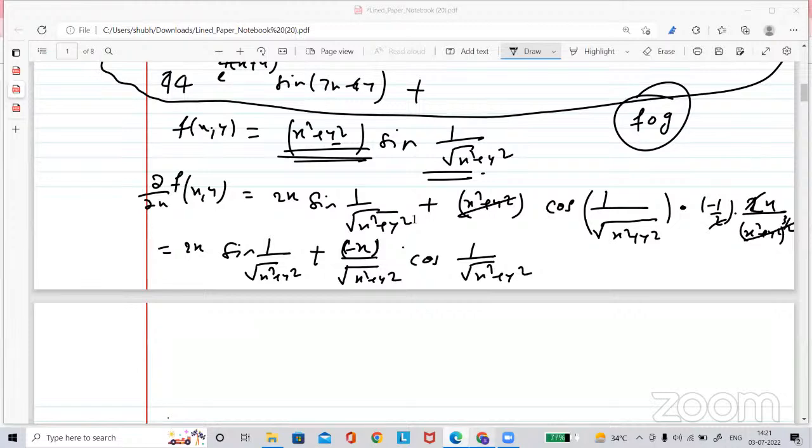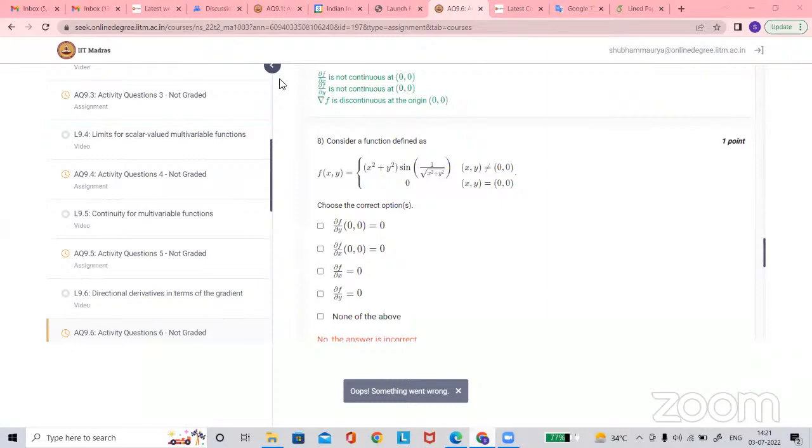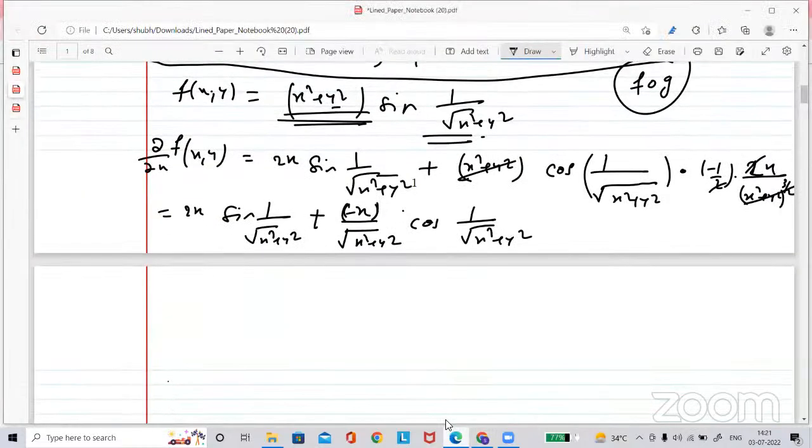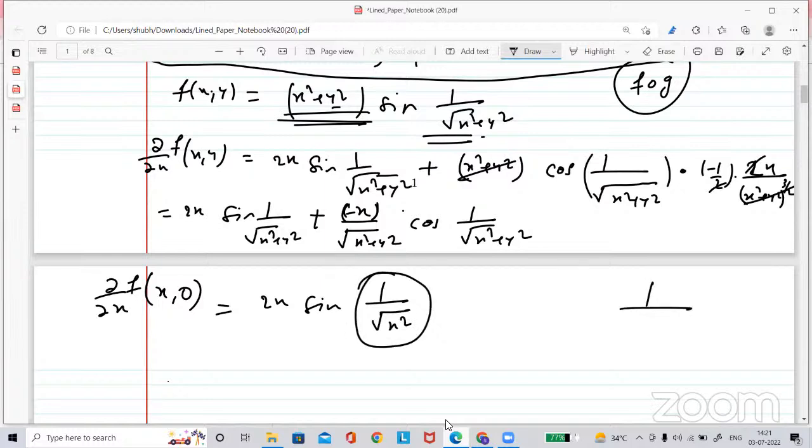May I interrupt? Sorry to be interrupting, but how does it equal mod x? Can you clarify that one, please? Yes, Ravi. So now we got this one. It is asking for the partial derivative with respect to x and substituting y as 0. So this is going to be 2 sine of 1 upon, this is mod x. 1 upon root over, what is going to be this one? That's going to be 1 by x, I mean, mod x. So it is going to be mod x.